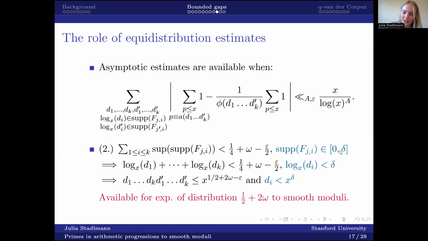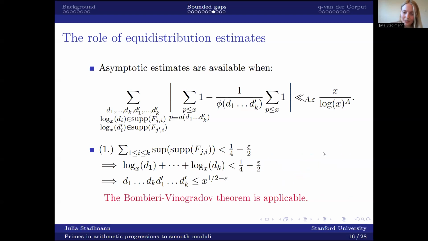but we can fix this by restricting the individual supports of the F_{G,I} to [0, delta], because then the log_x d_i is bounded by delta, and that means each of the d_i is bounded by x^delta, and if each factor d_i is bounded by x^delta, that means all the prime factors are less than x^delta. So we can extend the support of the functions if we introduce the extra condition that the individual supports are contained in [0, delta].